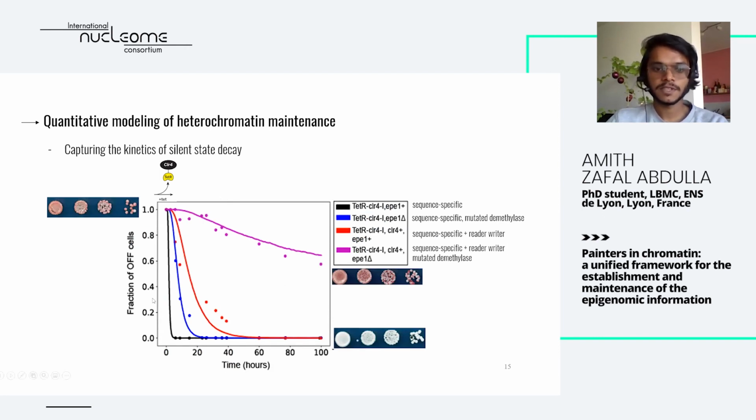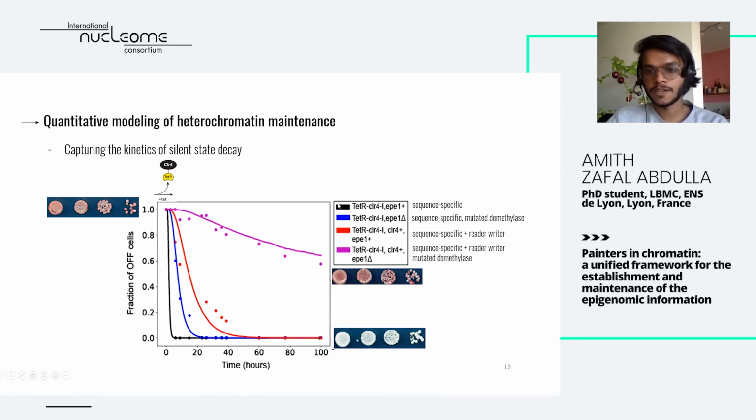So on the Y axis, we have the fraction of off cells, the fraction of cells that are repressed. And then we are monitoring that over time. So here, we establish the repressive state, and at time equals 0, the sequence-specific enzyme unbinds, and we monitor the fraction of cells that are still repressed.